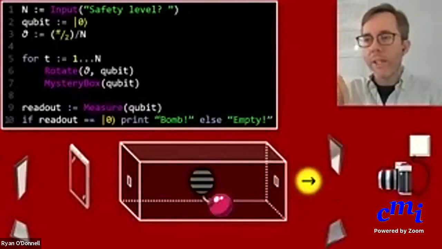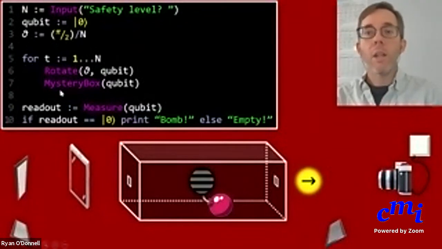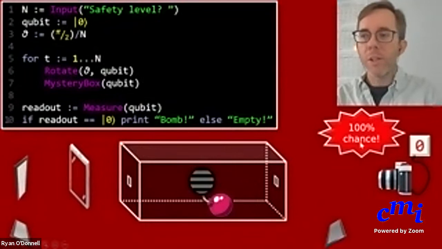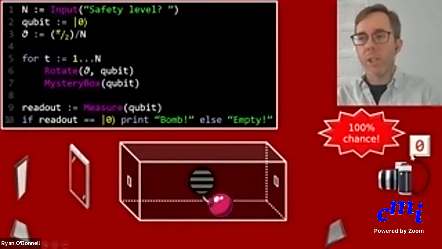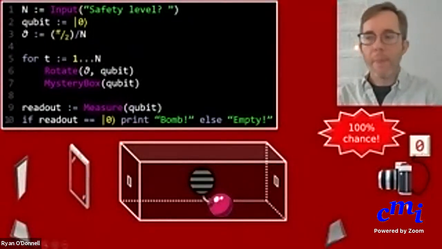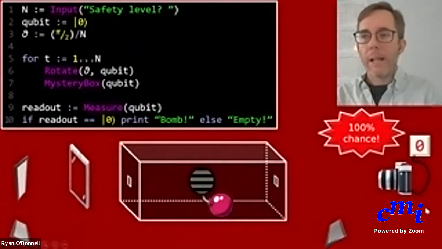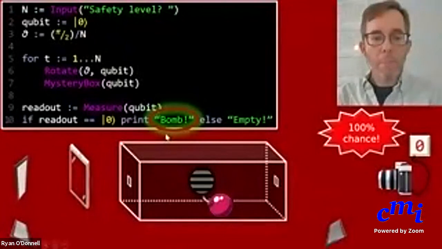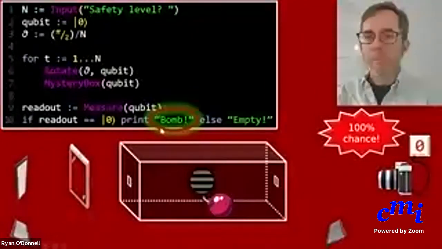Okay, and the last iteration, you move this mirror and you put it into the measurer, and it's going to be horizontal. If you didn't explode, it's going to be horizontal. And so there will be a 100% chance the readout is 0, meaning horizontal. So this is great too, because then the algorithm prints out bomb, which is correct.